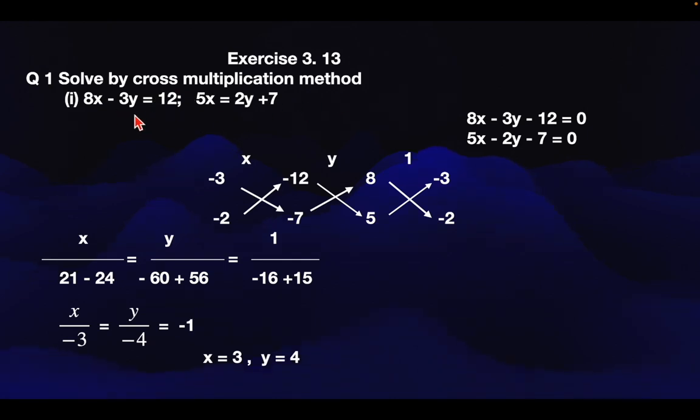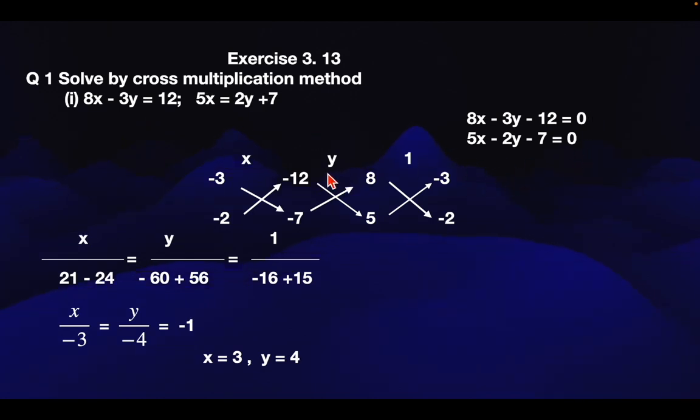Okay, let's start. First, we are going to write this equation in standard form like this. That is, all the terms should be on the left hand side, and the right hand side should be 0. So bring 12 to the left hand side. Here, bring all these terms to the left hand side and write it like this.